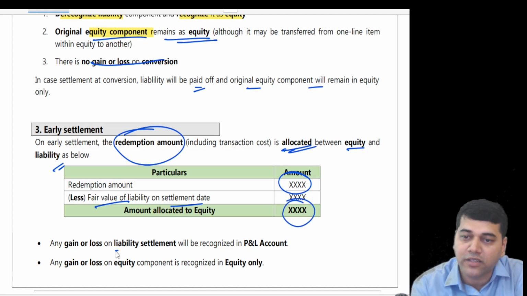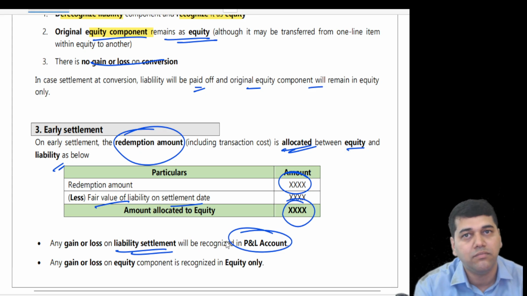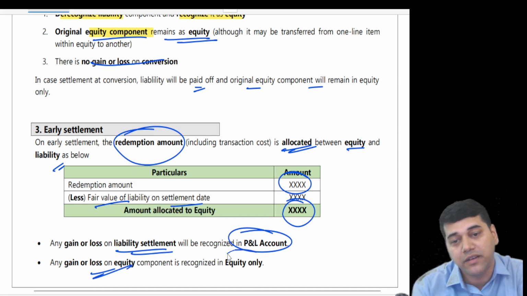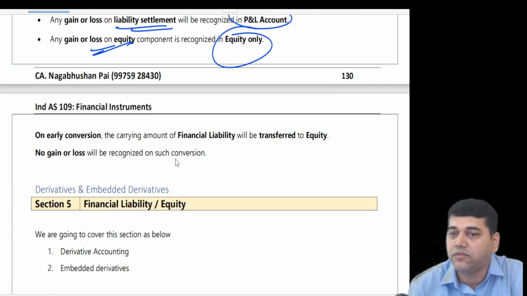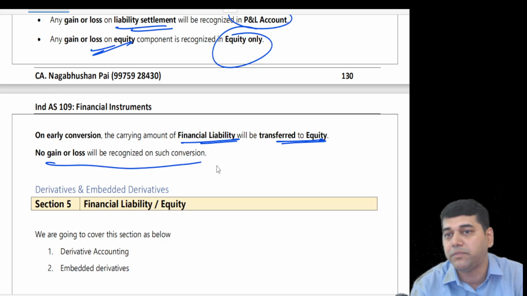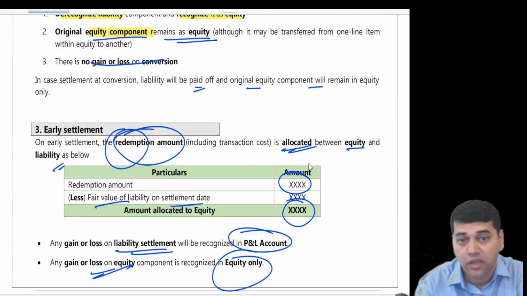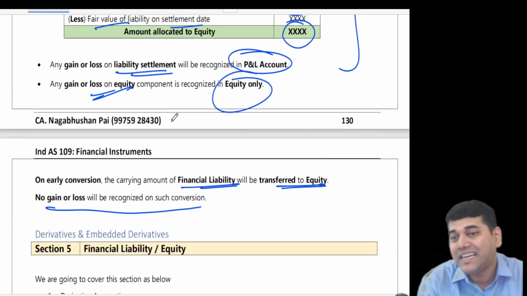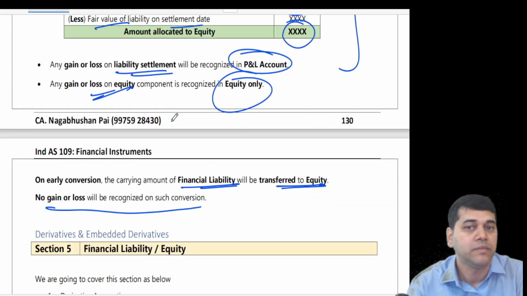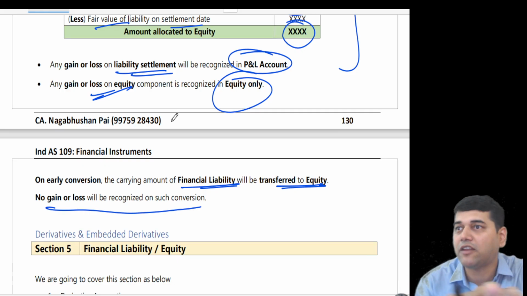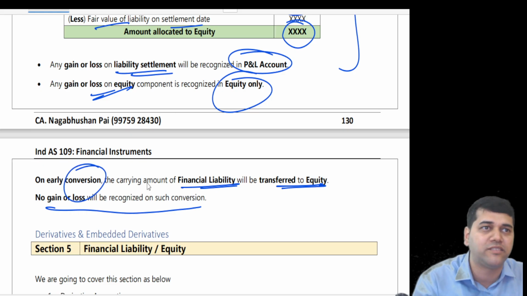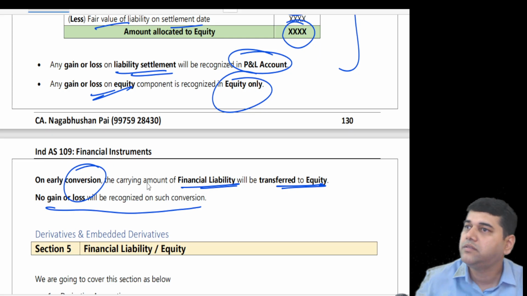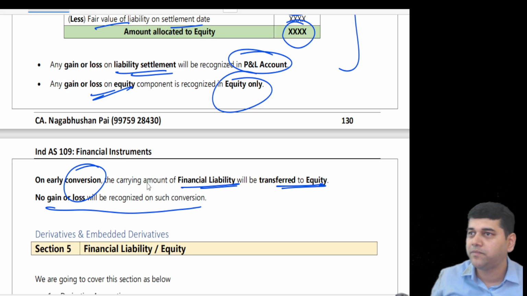Now, any gain or loss on the liability settlement will be transferred to the P&L account. Any gain or loss on the equity will remain in equity only. With this, on early conversion, the financial liability will be transferred to the equity. No gain or loss on early conversion. That means early settlement, redemption, all this headache is going to happen if I have to pay cash. All this calculation, P&L will come. But if early conversion is going to happen, simply whatever cumulative balance is there, it will get transferred to the equity. That's it. With this, we have successfully completed the compound financial instrument.